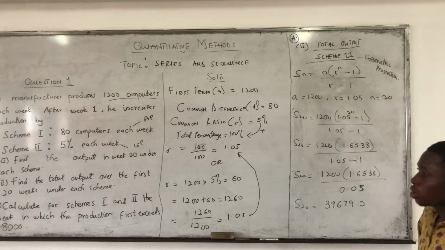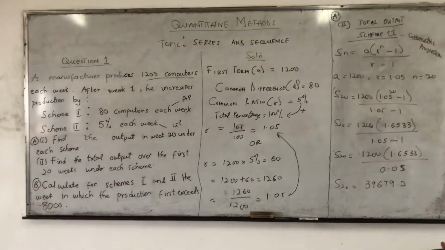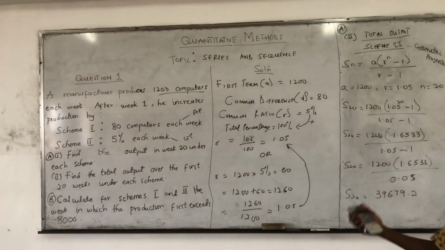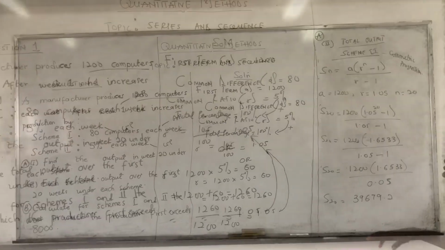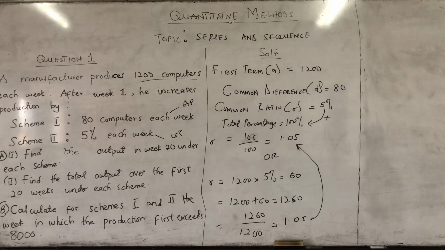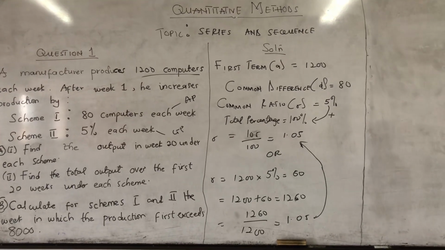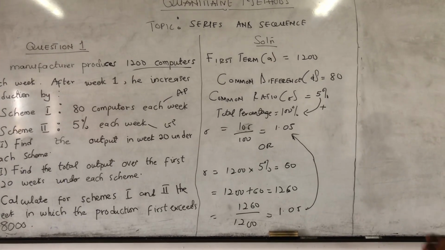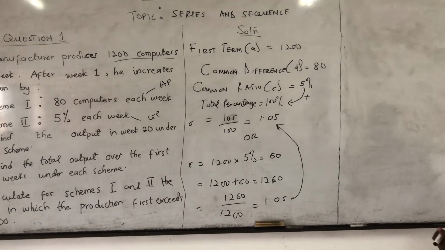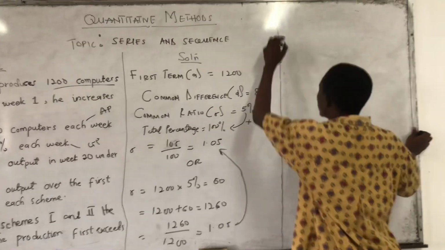So now we move on to the B part of the question. The B part states: calculate for schemes I and II the week in which the production first exceeds what? 8,000. Calculate for schemes I and II the week in which the production first exceeds 8,000. We are going to calculate for scheme I and what? II. So for B, we have this.